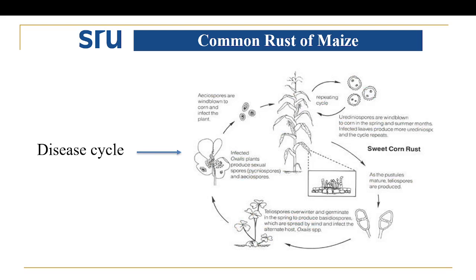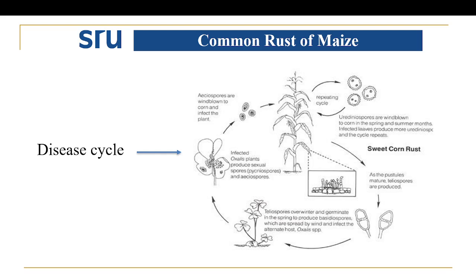Majorly, first the uredospores present in the environment will cause infection to the maize plant. So these uredospores, which we can call repeating spores, will cause repeated infection to the crop in a life cycle. Uredospores are wind blown to corn in the spring and summer months. Infected leaves produce uredospores and it will continue the repeating infection.